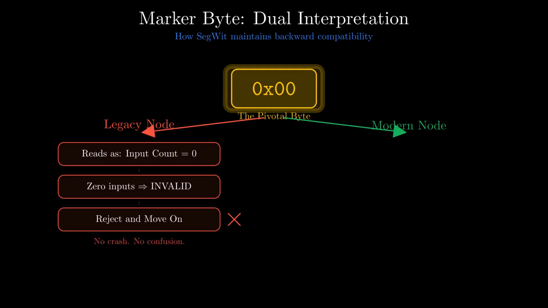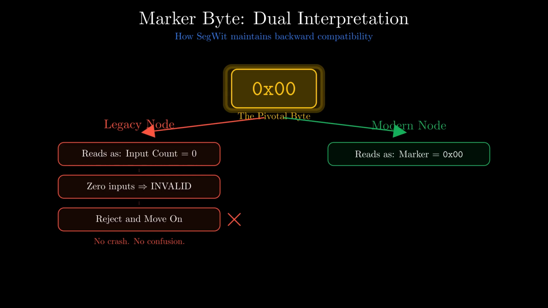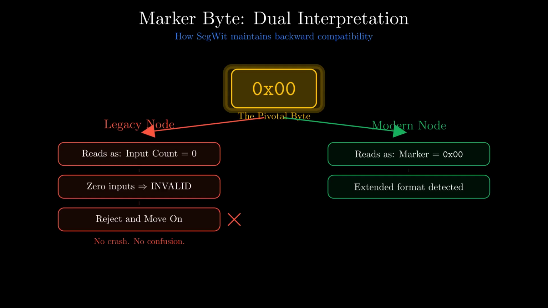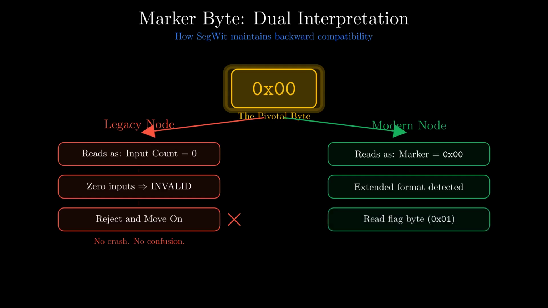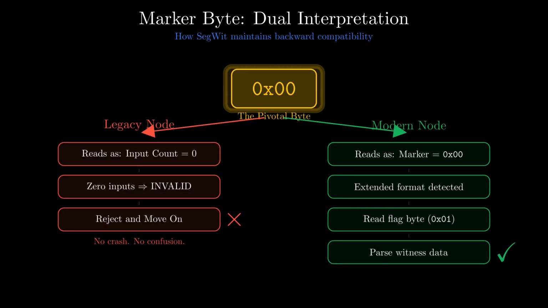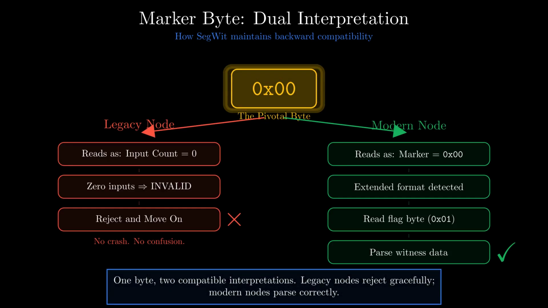No crash, no confusion. Modern nodes see that 0 and recognize it as a marker signaling the extended format, and they read the next byte, the flag currently set to hex 01, then parse witness data after the outputs. 1 byte, 2 interpretations. Legacy nodes reject gracefully. Modern nodes parse correctly. The flag byte's other possible values are reserved for future format extensions.